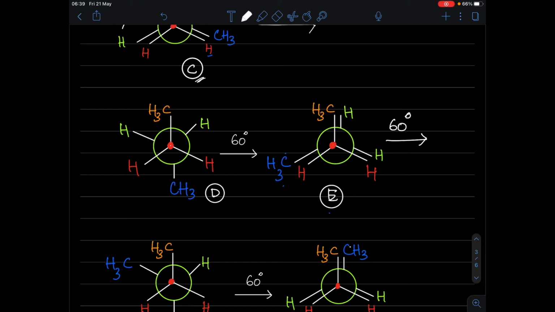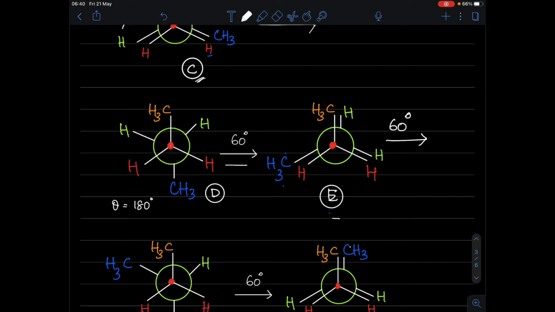In this structure, the dihedral angle between the methyl groups is 180, and this is the most stable structure among all of these, because the two methyl groups, which are larger, are far away and none of the atoms are eclipsing each other. Rotating the molecule through another 60 degrees, we get a structure E.